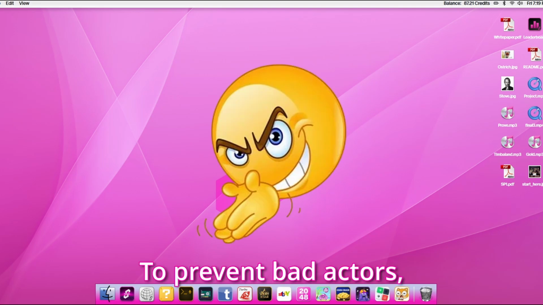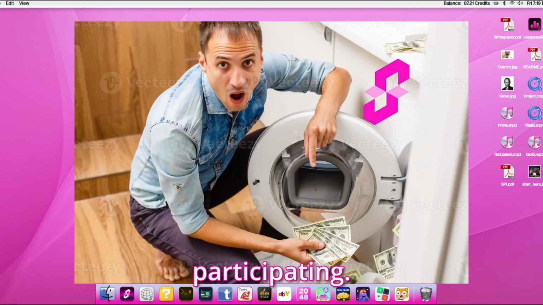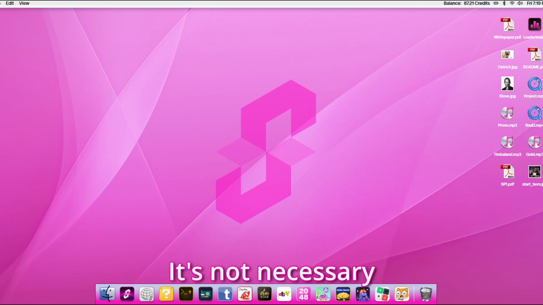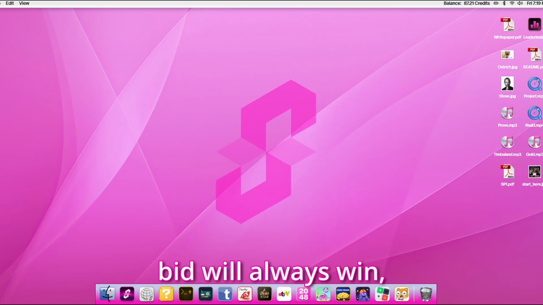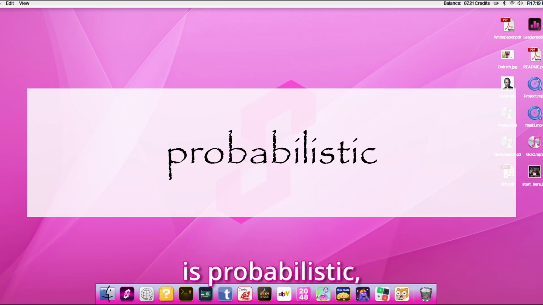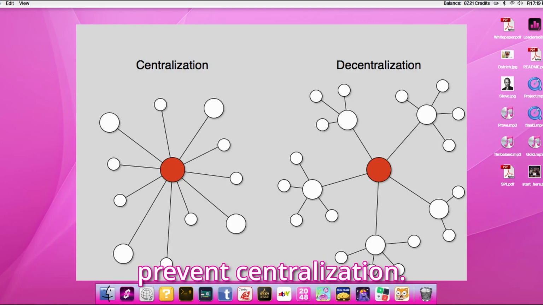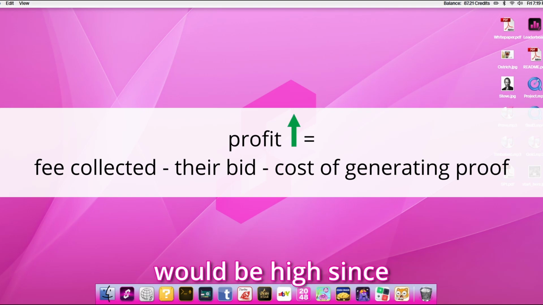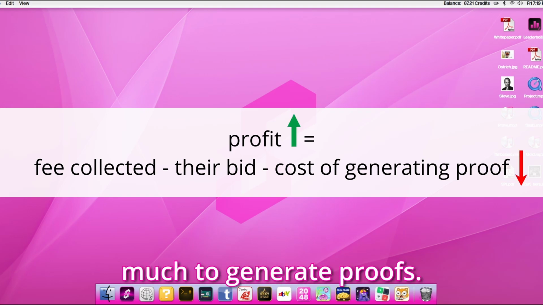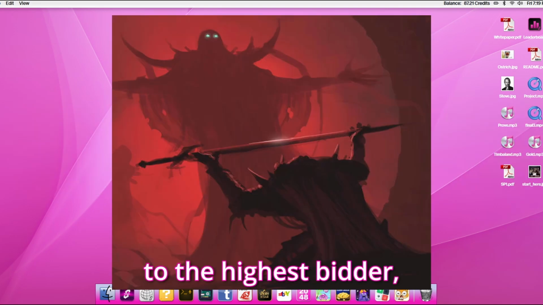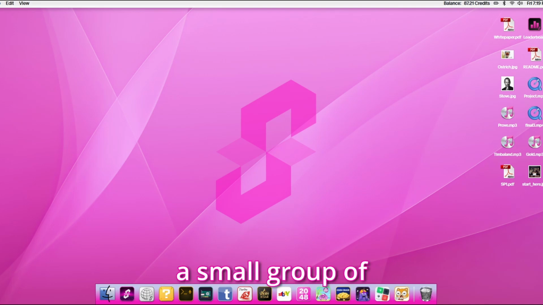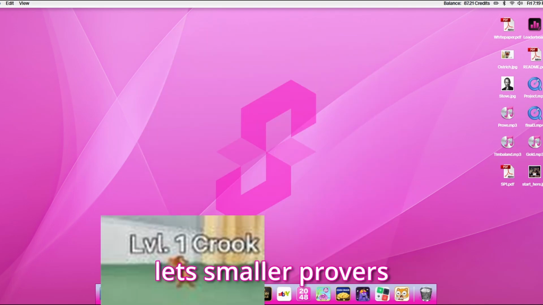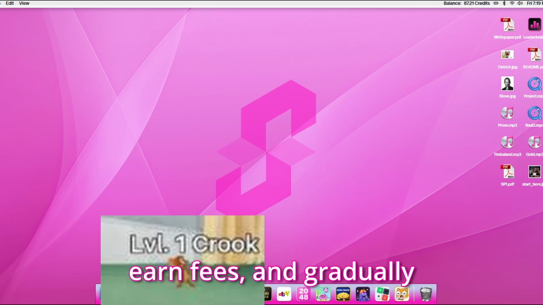To prevent bad actors, provers must deposit collateral before participating. If they win a bid but fail to deliver on time, their collateral gets slashed. It's not necessary that the prover with the highest bid will always win, because the process of selecting the winner is probabilistic, not deterministic. This is done to prevent centralization. The highest bidders would be those with extremely good hardware, because their profit margin would be high since it doesn't cost them much to generate proofs. If proof requests were to always be given to the highest bidder, you'd end up with one prover or a small group of ultra-rich provers hogging all the proof requests. The approach by Succinct lets smaller provers occasionally win, earn fees, and gradually upgrade their hardware.